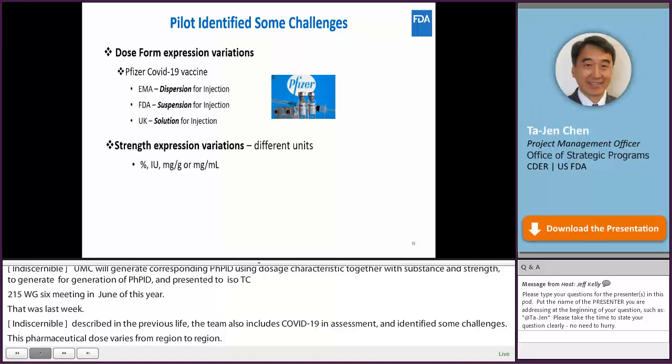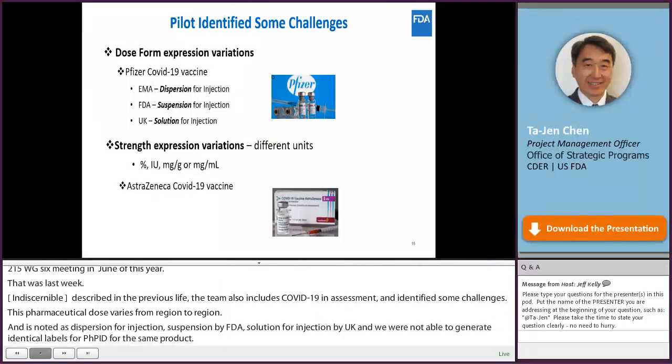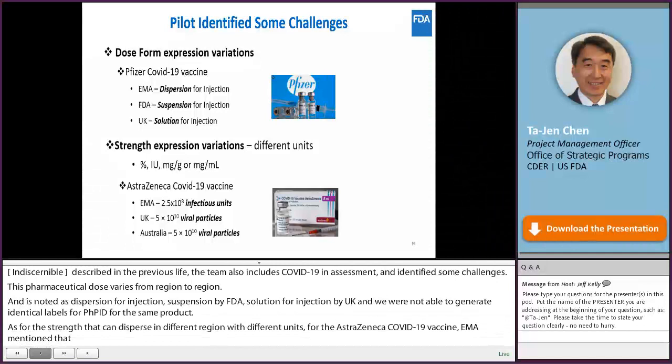And also the strengths can be expressed in different regions with different units. For the AstraZeneca COVID-19 vaccine, EMA measured by infectious unit, while both the UK and Australia measured by viral particle. And again, we were not able to generate an identical level for PhPID for the same product.